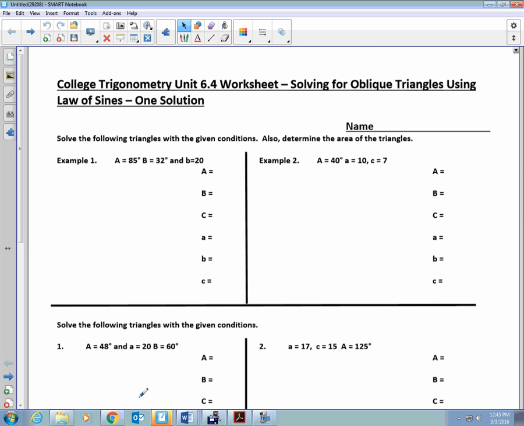Okay, here we go. So, if it says to solve, we have A, B, and C listed out. The reason why I created this is so you could check your answers more quickly and efficiently, because it's all organized for you. I have the answer key all ready to go. You can view it tomorrow. A, B, and C: 85 degrees, 32 degrees, and B is 20. Side C, side A.